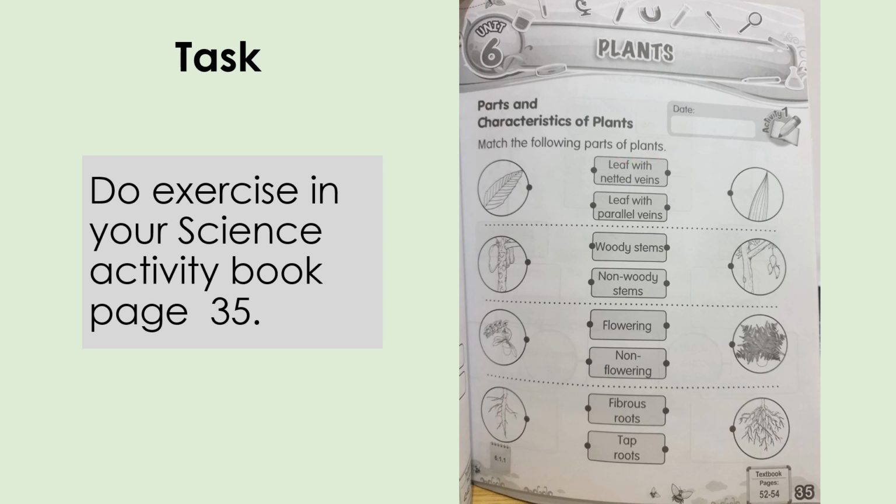You have to match the parts of plant. You have to match the picture to the name of the parts of plants. For example, for the first question, leaf with netted veins. So which one is the leaf with netted veins? Is this the leaf with netted veins, or this is the leaf for netted veins? Then you match. If this is the leaf of netted vein, then you make a line here. Make sure you use your ruler to make the line.